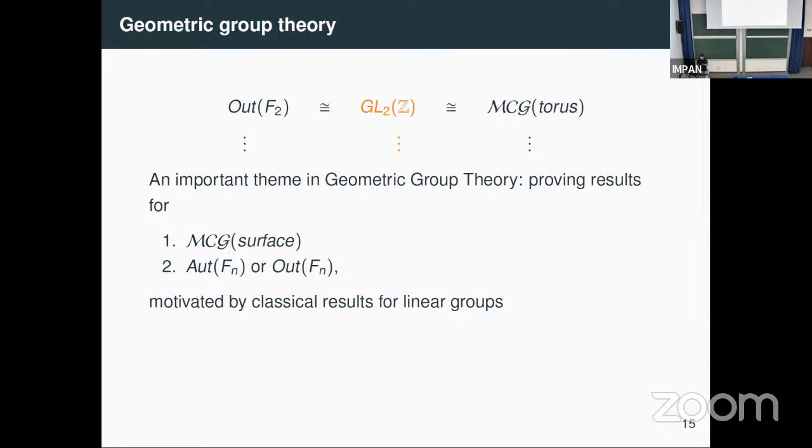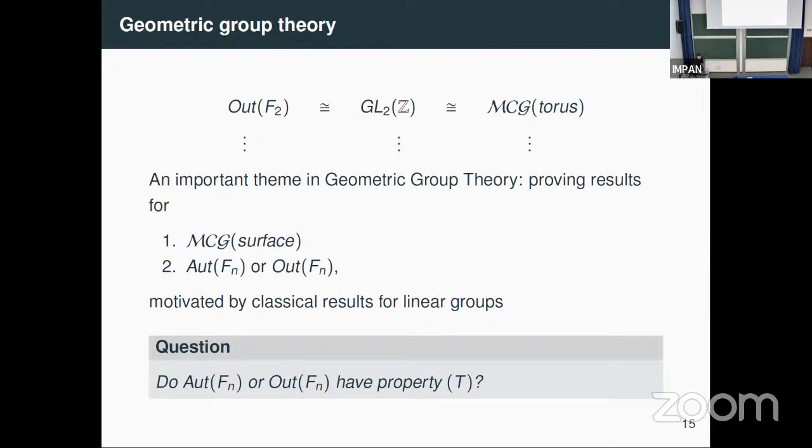Okay, so a very important theme in geometric group theory is to take certain results that are classical for linear groups, for instance, the Tits alternative or something similarly important. And so we know that that is true for linear groups, and then try to prove it for either Out(F2), Out(Fn), Aut(Fn), or mapping class groups. Okay, so this analogy is responsible for a lot of results, and it's quite influential.